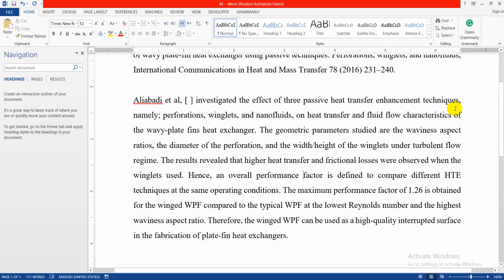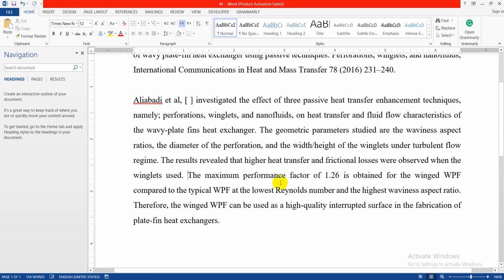Right, no worries. Overall performance factor is defined to compare the different heat transfer enhancement techniques at the same operating condition. This is just information only, no need. The maximum performance factor of 1.26 is obtained for the winged wavy plate fin compared to the typical winglet pin fins at the lowest Reynolds number and the highest waviness aspect ratio.